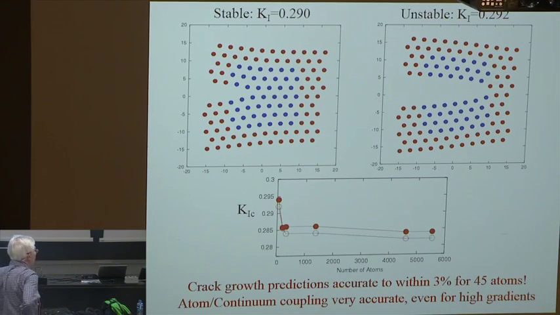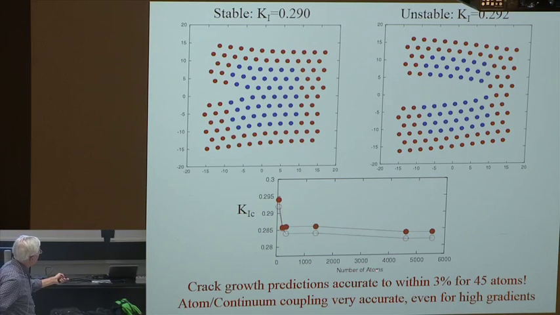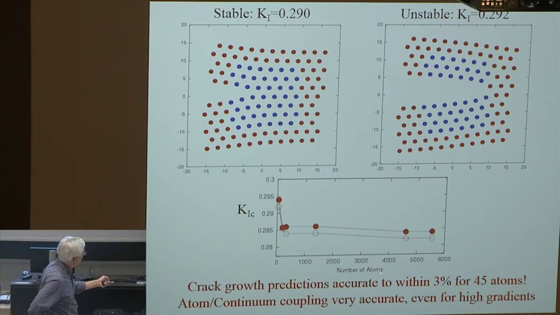And here's what we get. This is the critical stress intensity as a function of the number of blue atoms. And here, if you start out with lots of blue atoms, 5,000 or 6,000, just pay attention to, say, the dark red for the moment. The crack will grow at a critical stress intensity, K1C, of about 0.285. Don't worry about the units. And if I make the atomistic region a little smaller, I get the same number.